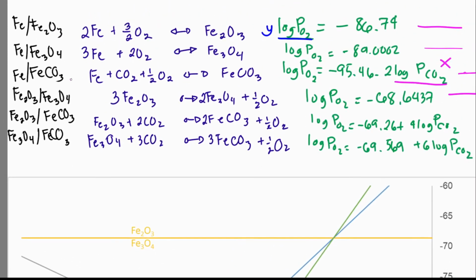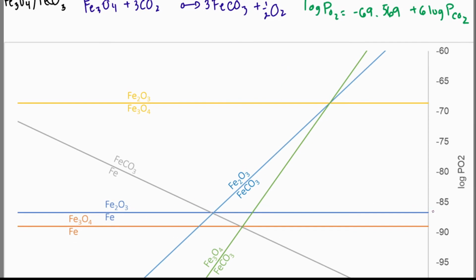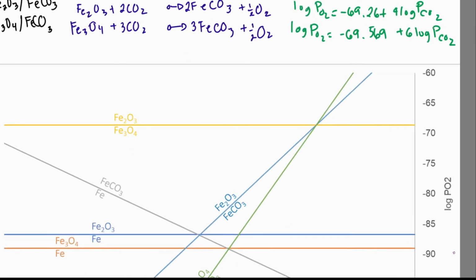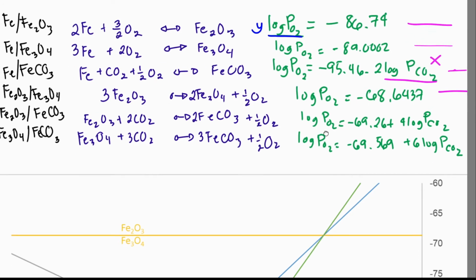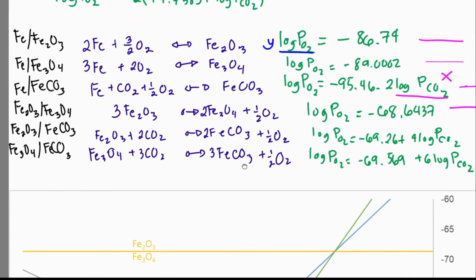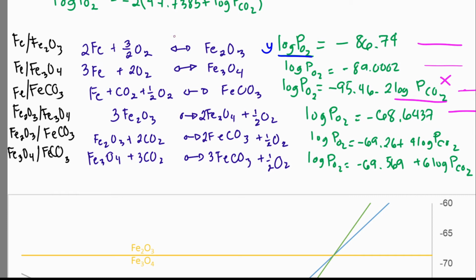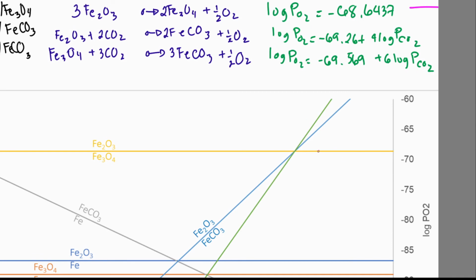So looking back, first, we have Fe2O3. Its log PO2 is equal to negative 86.74. It's this one. Straight line siya, y is equal to something. For our straight lines, we have Fe3O4, negative 89.002, and Fe2O3, Fe3O4, which is negative 68.6437. Now, to know which would be above and which would be below, we need to analyze our equation and determine kung paano yung flow ng ating products and reactants depending on the partial pressure in our system.